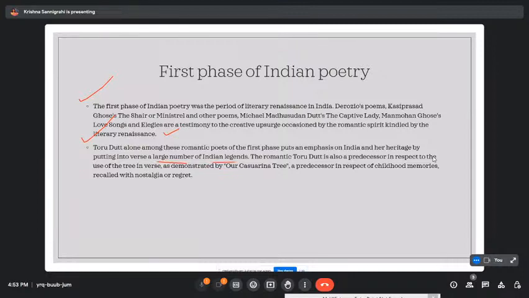So I don't know if you have read the poems of Toru Dutt. All these writers and poets whom we are referring to, you can refer to their works. The romantic Toru Dutt is also a predecessor in respect to the use of the tree in verse, as demonstrated by Our Casuarina Tree. So this is a very famous poem. I'm sure all of you, since you are preparing for the NET SET examination in English, must have referred to this particular poem.